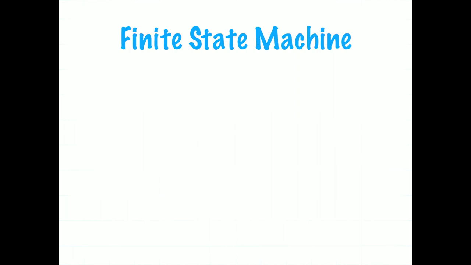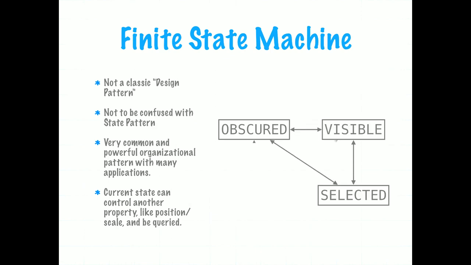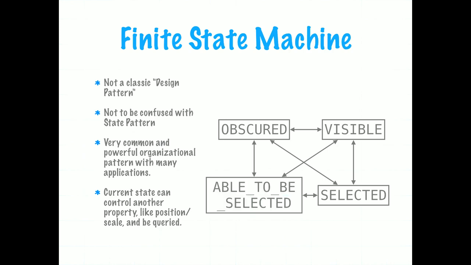All right, we're going to look at the finite state machine now. So this is not a classic design pattern, and it's not to be confused with the state pattern. It's a very common and powerful organizational pattern with a lot of applications, including animation and networking, as a couple of them. So the current state basically controls another property like position or scale, and can be queried. So in the case of Kansas City Shuffle, a card can be one of four states. It can be obscured, it can be visible, it can be able to be selected, and then it can be selected.